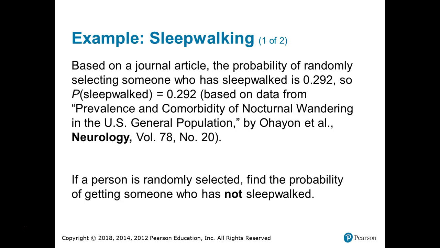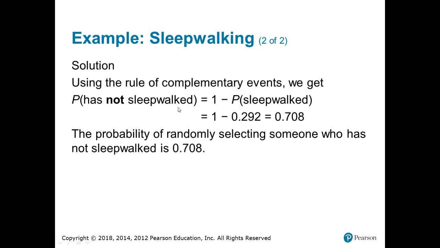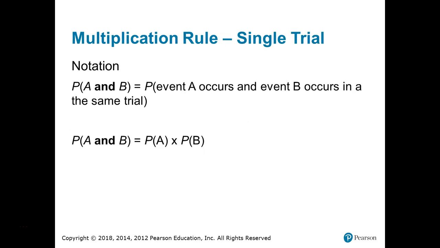So let's look at an example. Based on a journal article, the probability of randomly selecting someone who has sleepwalked is 29.2%, or 0.292. So the probability of sleepwalked is 0.292. If a person is randomly selected, find the probability of getting someone who has not sleepwalked. Well, if we know the probability of someone who sleepwalked, and we know that you either sleepwalk or don't sleepwalk, you can just do the complement rule. So the probability of the complement, which is someone has not sleepwalked, is going to be 1 minus the probability that that person has sleepwalked, which would give you an answer of 0.708.